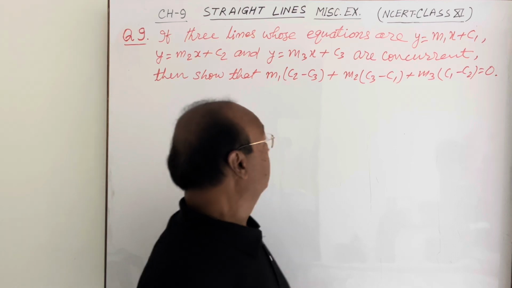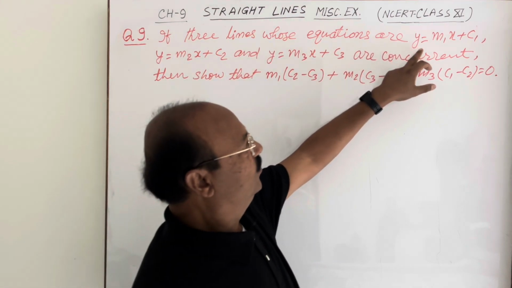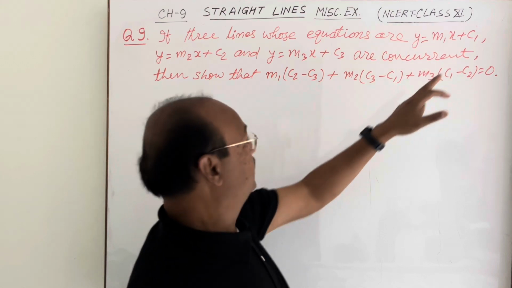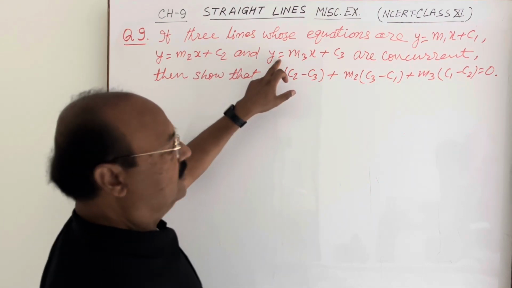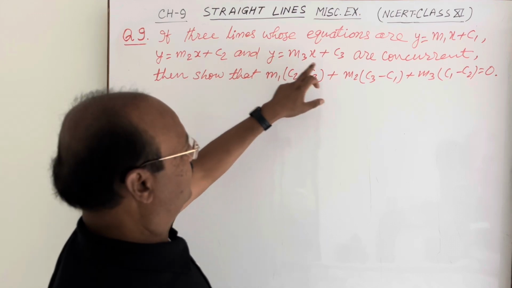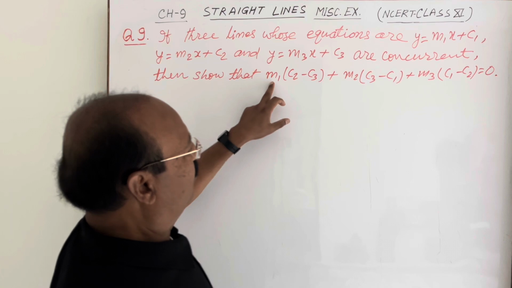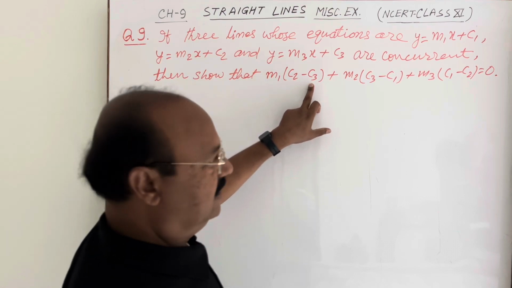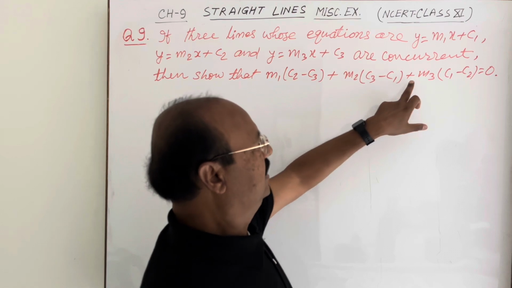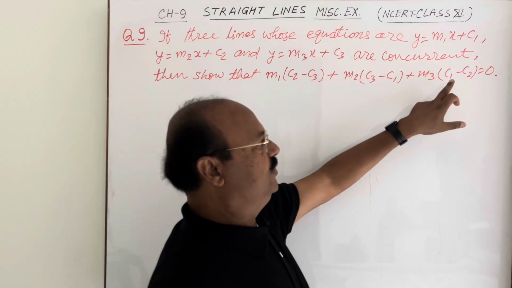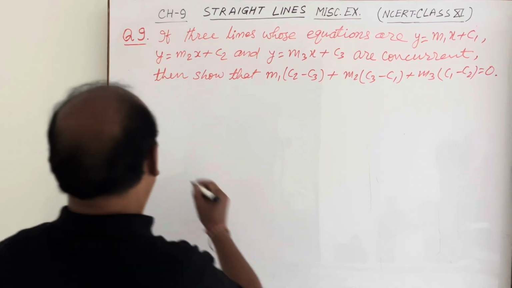Here the question is: if three lines whose equations are y = m1x + c1, y = m2x + c2 and y = m3x + c3 are concurrent, then show that m1(c2 - c3) + m2(c3 - c1) + m3(c1 - c2) = 0. So let us see the solution here.